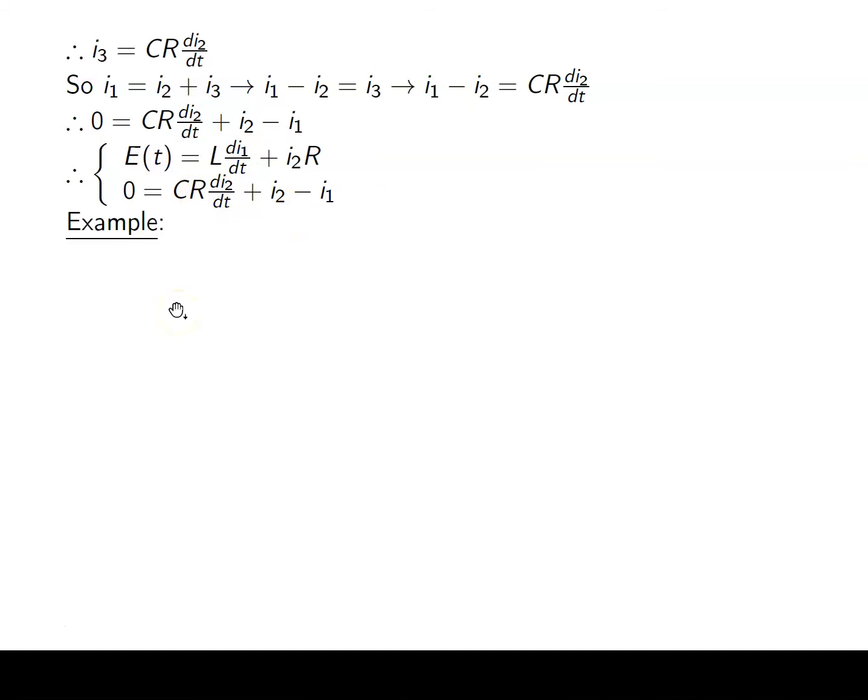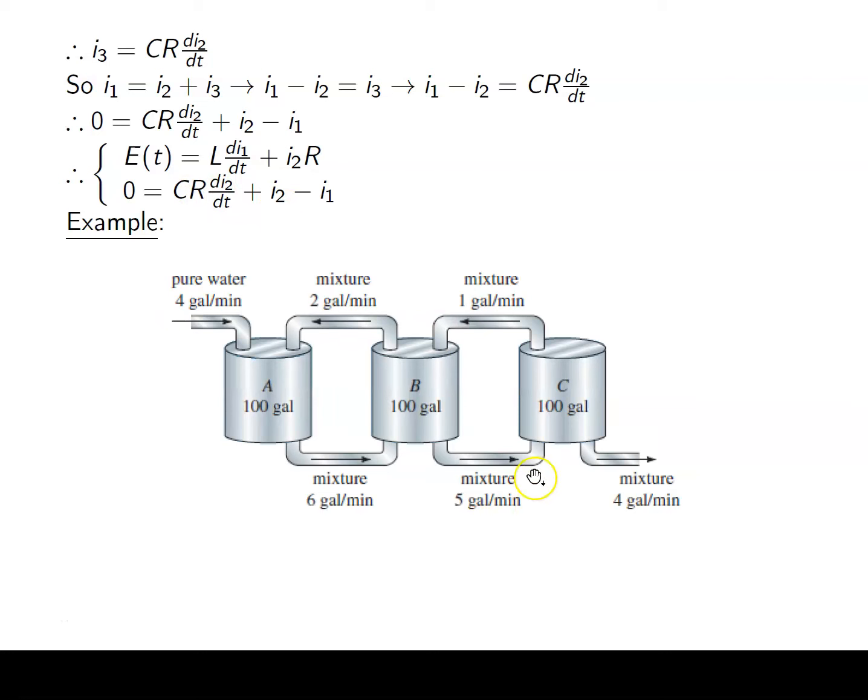Okay, so another example. Oh, our favorite: water coming in and water coming out. So here we are going to need how many equations do you think? You're right, 3. One for this tank, one for this tank, one for this tank. So we're going to write an equation for each tank with what's coming in and what's coming out.